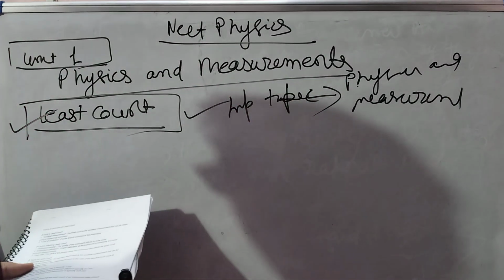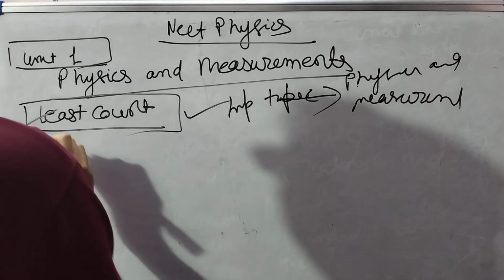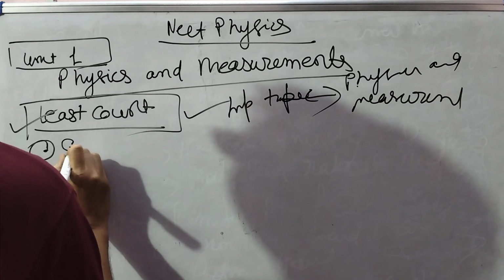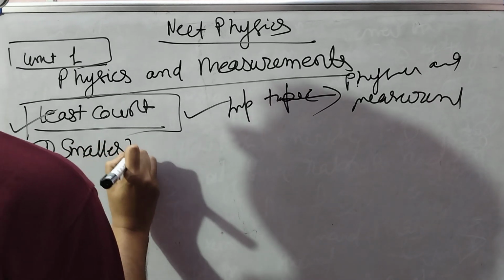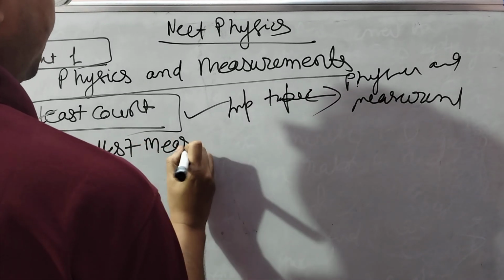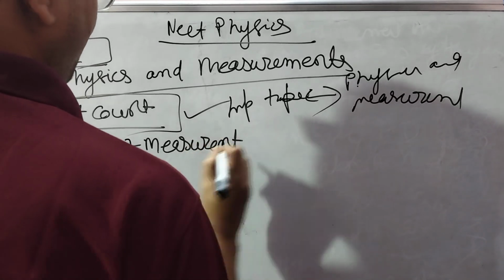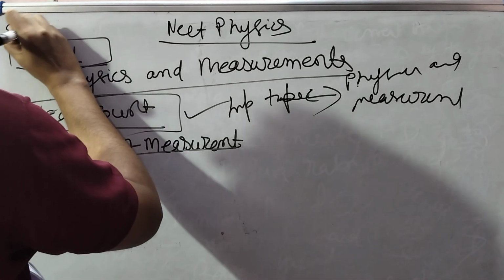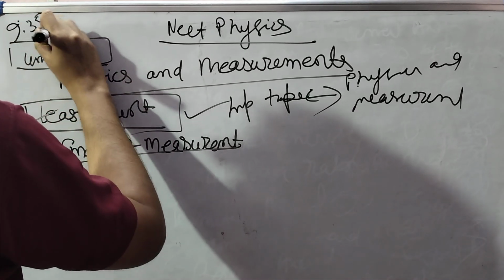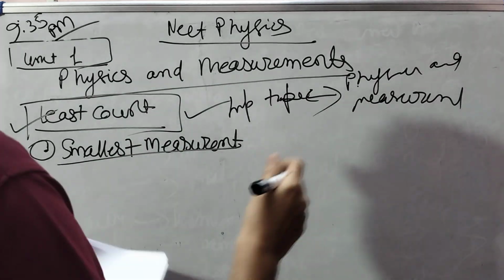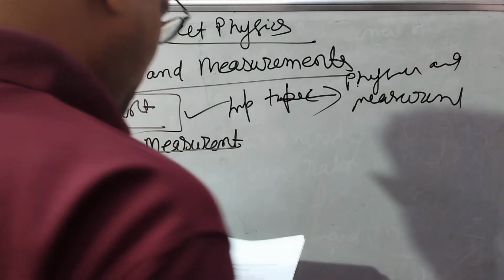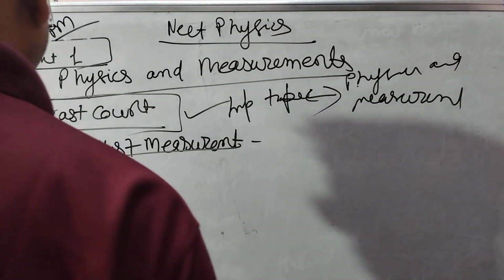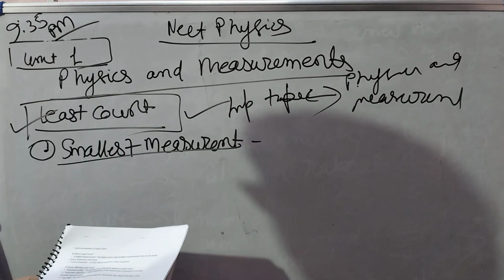What is least count? Point number 1: smallest measurement. What does smallest measurement mean? And point number 2: limit of resolution.